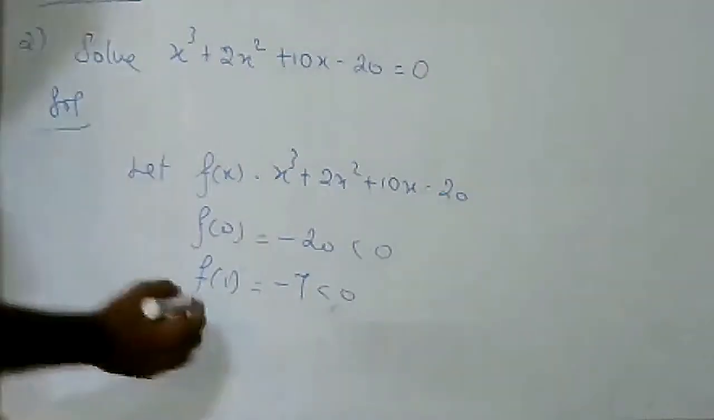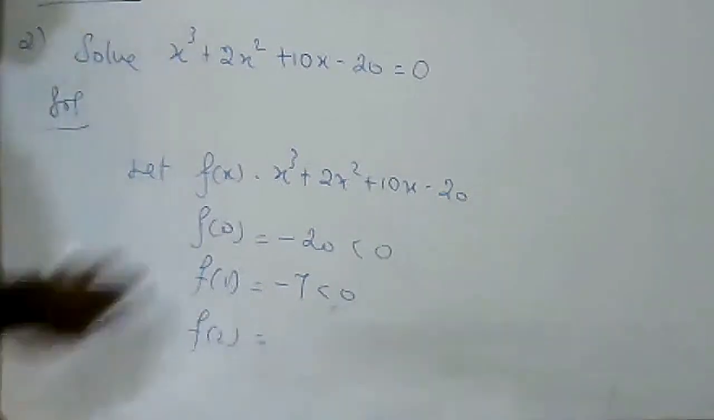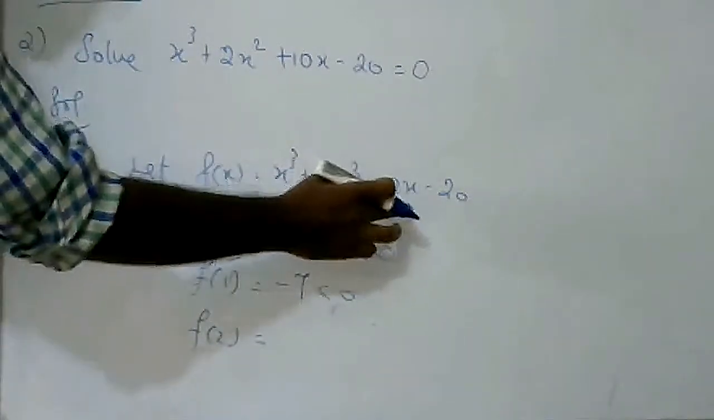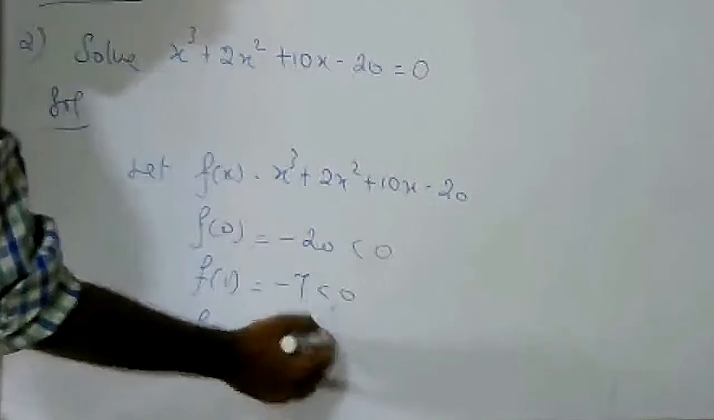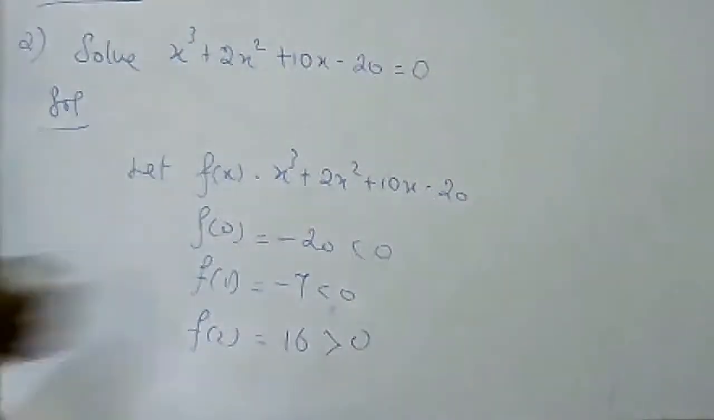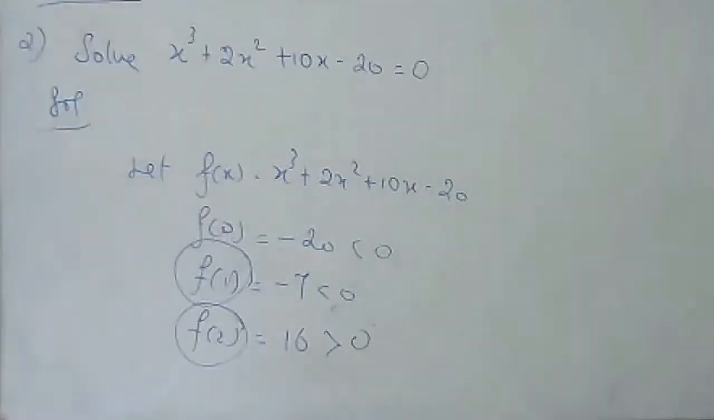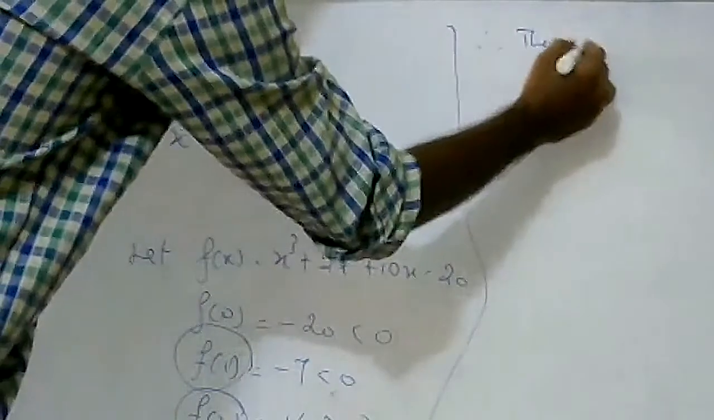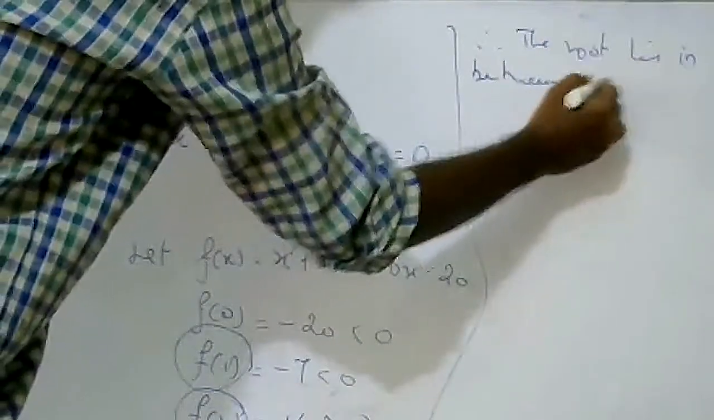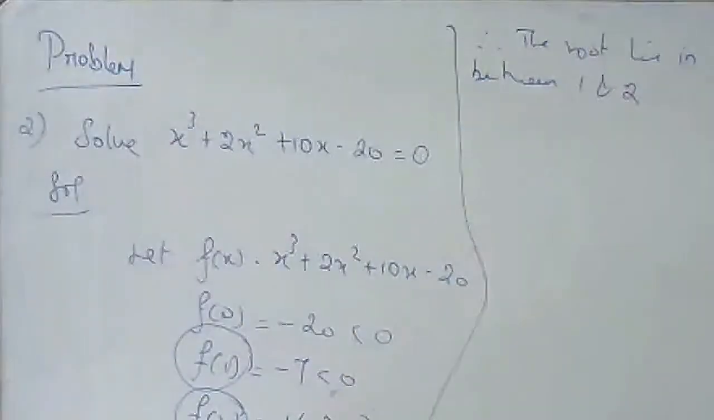Negative. F of 2, 8 plus 8 plus 20, 36 minus 20 is 16, greater than 0. So enga change ஆகுது? f of 1, f of 2. So the sign changes in between f of 1 and f of 2. So the root lies in between 1 and 2. Therefore, the root lies in between 1 and 2. Okay, first analogy adha.